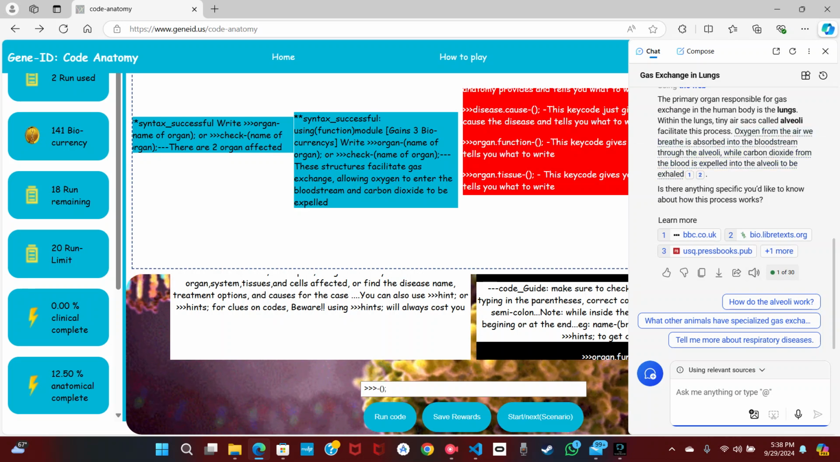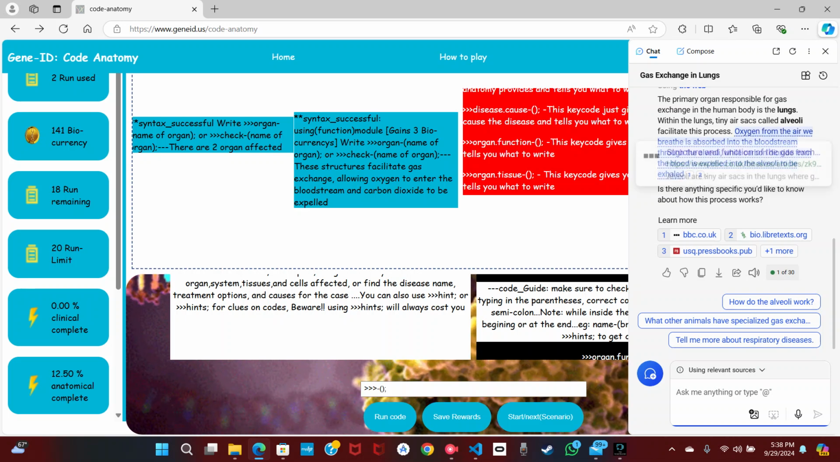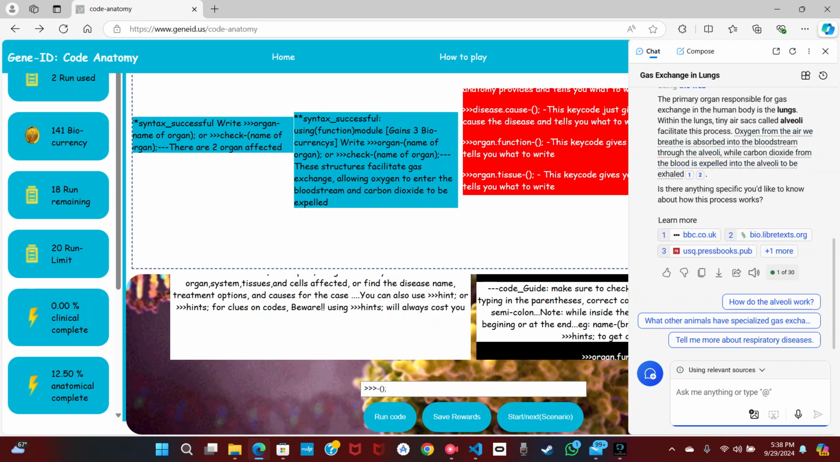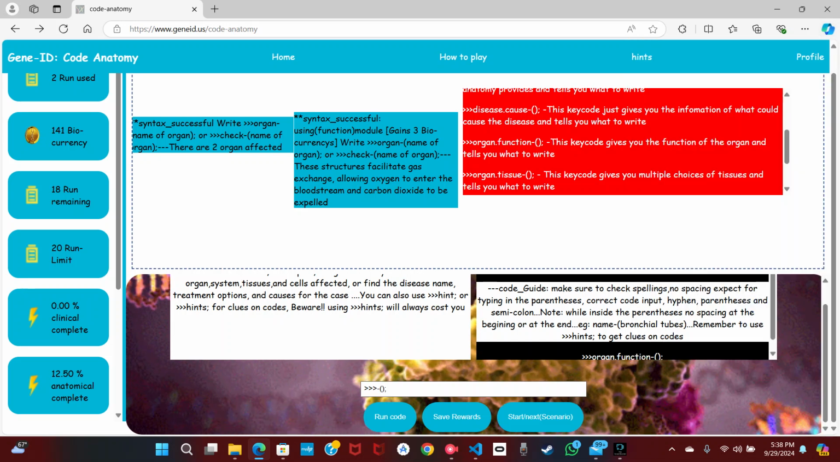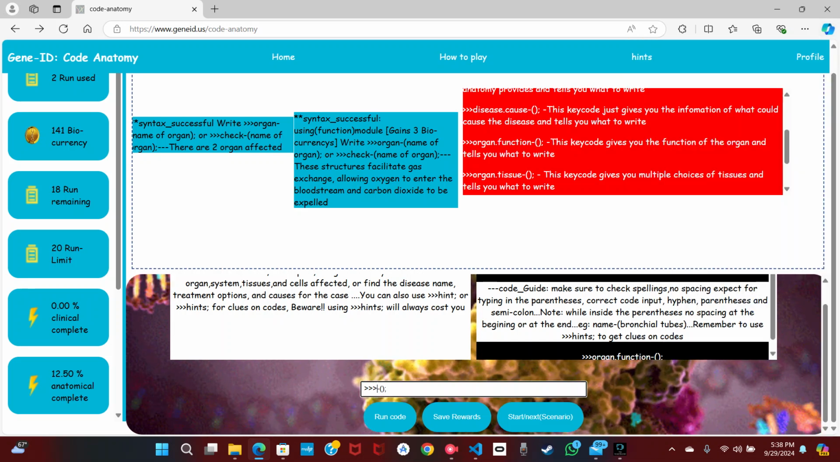It says the primary organ responsible for gas exchange in the human body is the lungs. Within the lungs, the tiny sacs called alveoli. So you could see here, lungs and alveoli come up here for some reason, and it says two organs are affected.